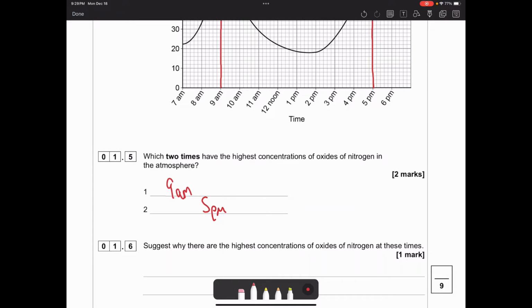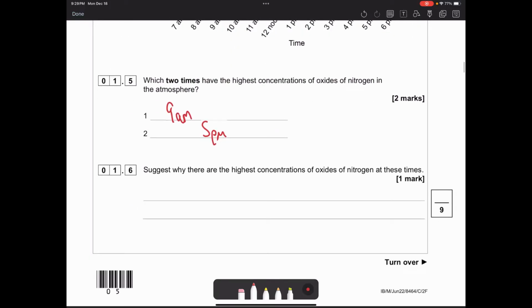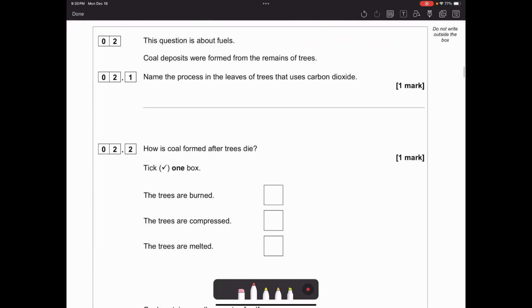Suggest why there are the highest concentrations of oxides of nitrogen at these times. Well, we know it's to do with car engines. We've been told that in the question. So it could just simply be there are more cars on the road at these times. Okay, generally peak traffic hours.